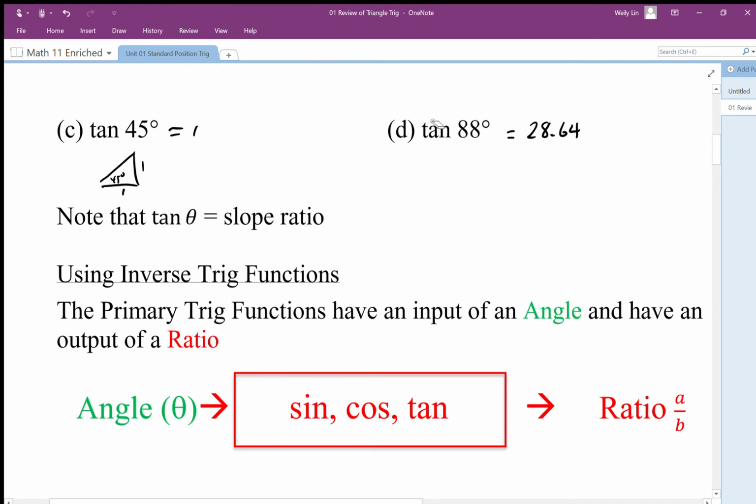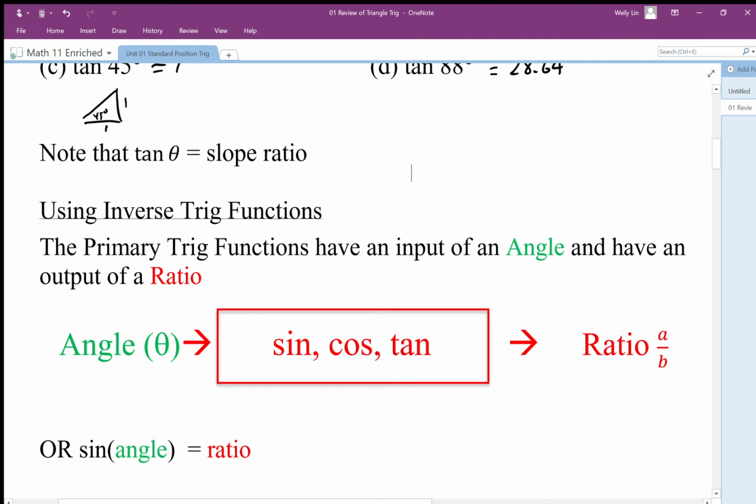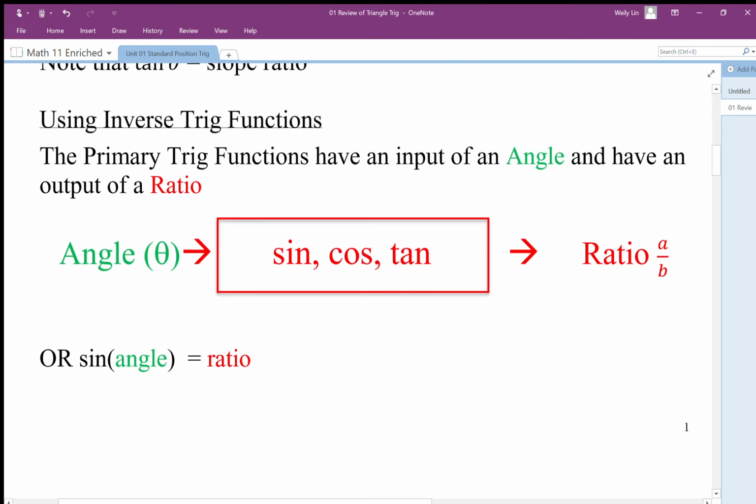So the tan function converts the angle into a ratio. But sometimes we see the triangle, we know the side length of the triangle, we know the ratio of the triangle, we want to figure out what's the equivalent angle for that. So we need to use an inverse trig function.